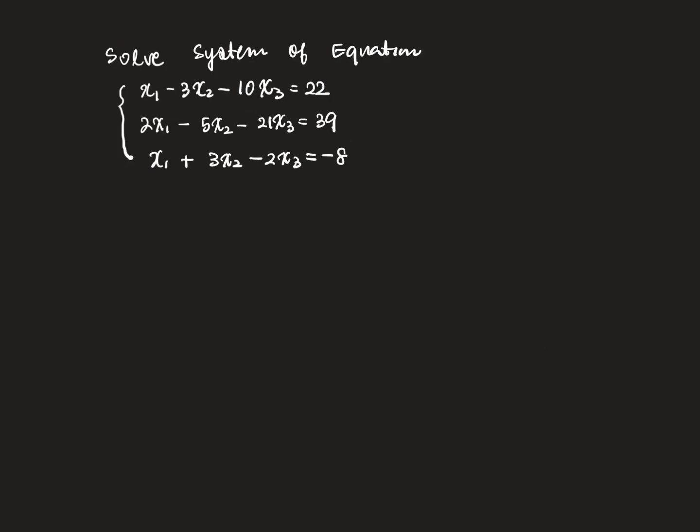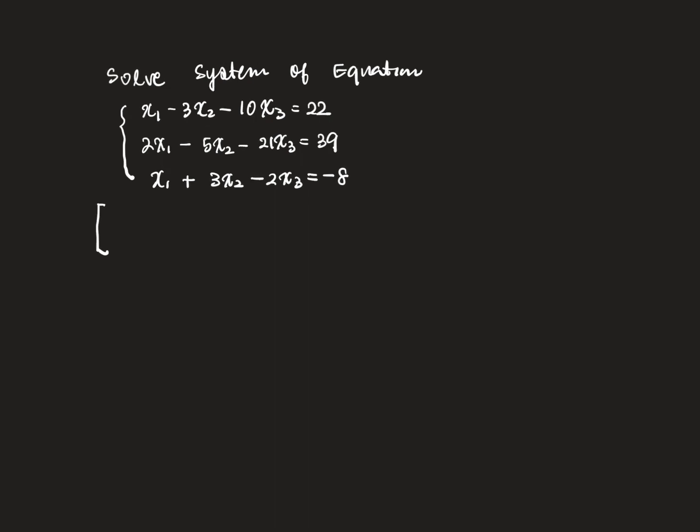We want to solve a system of equations by using row operations. We're going to learn the algorithm later, but I'm going to show how to find the solution using row operations. The first step is to make the augmented matrix. The first row is the first equation: 1, -3, -10, 22. Second row: 2, -5, -21, 39. Third row: 1, 3, -2, -8.